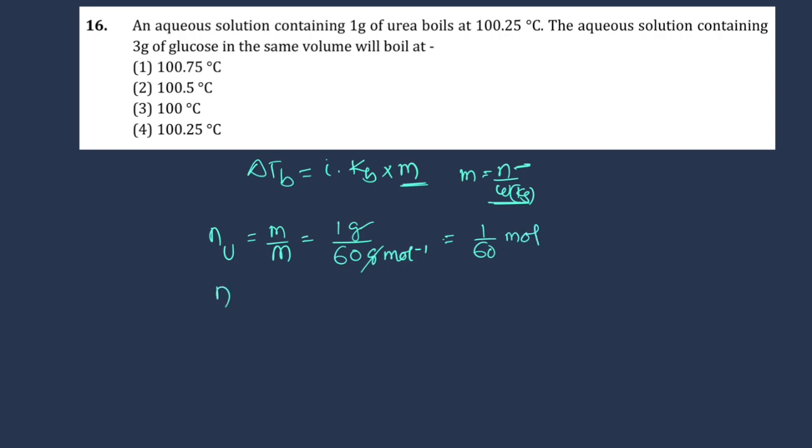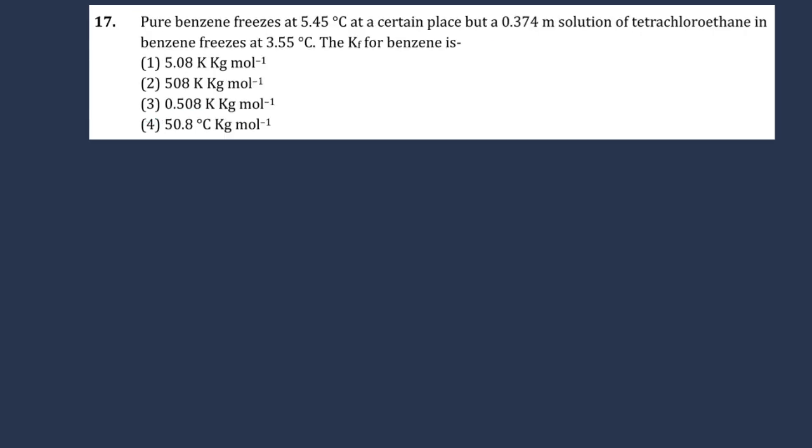Then the number of moles of glucose is 3 gram divided by 180 gram per mole. Therefore, this is also 1 by 60 mole, because 3, 6, 18, 60. So moles are the same, therefore the boiling point will be the same. This is 100.25, meaning the glucose solution also boils at the same temperature, that is 100.25 degrees Celsius. Next question.